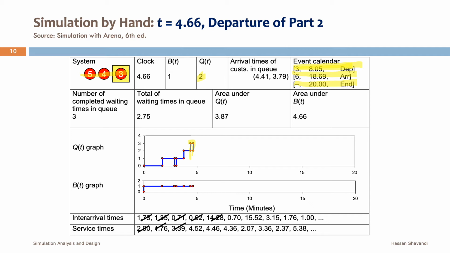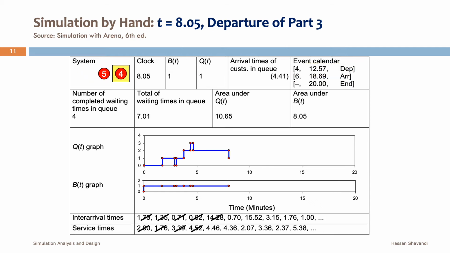Okay, so time is 8.05. Actually, we had the departure of part number 3, so part number 4 is in the machine now, and part number 5 is still in the line, and this is again our updated FEL, and you see here again the change in the system state. Okay, so the next event will be again a departure of part number 4 at time 12.57.